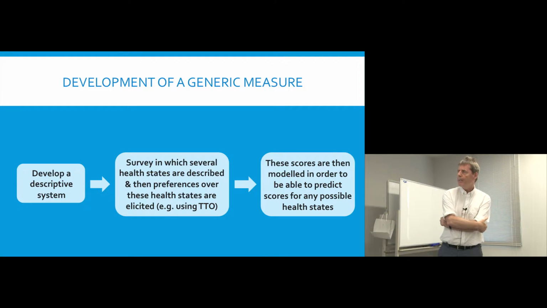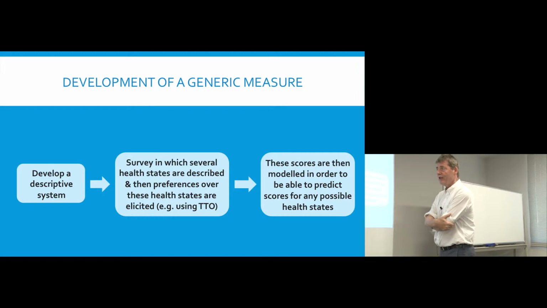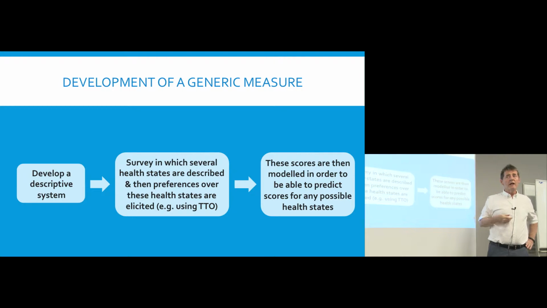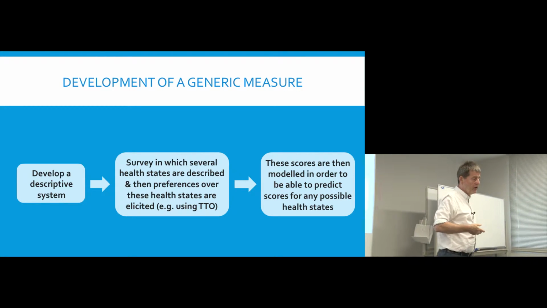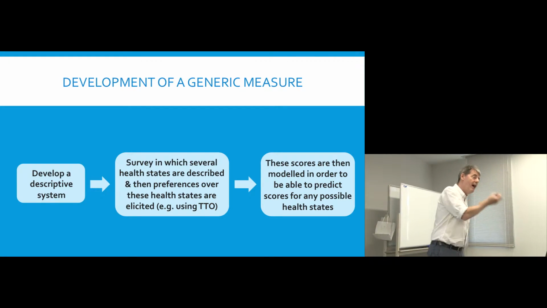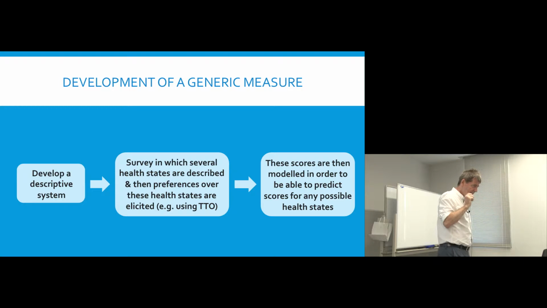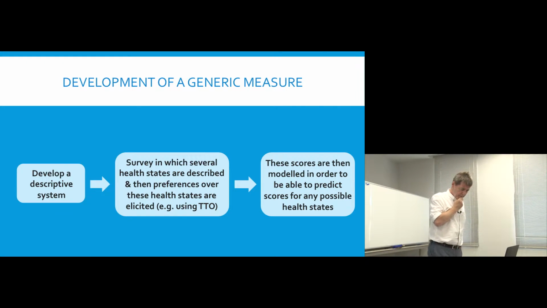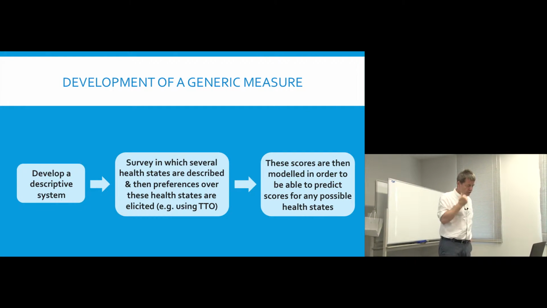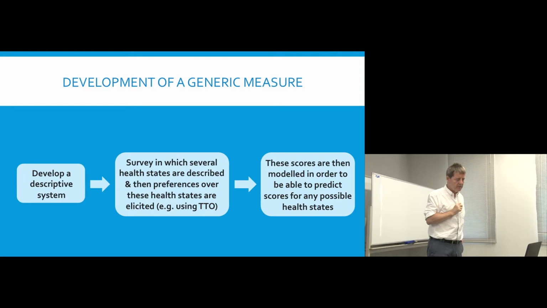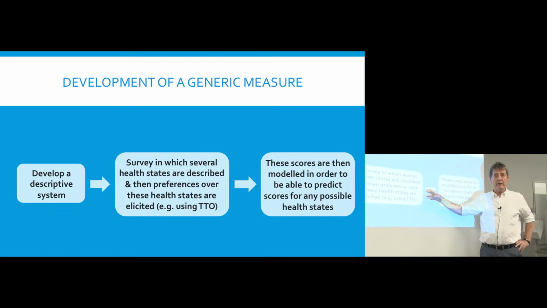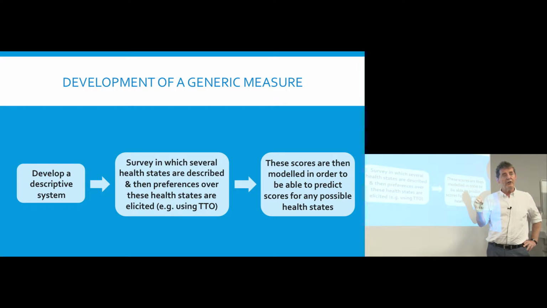depression. Now, once we've got the descriptive system, we need to do some kind of survey where we confront respondents with various health states or various health state descriptions, and we get them to value those health states, value time spent in those health states. And we use something like, for example, a time trade-off question, which I'll be showing you, to get this valuation.